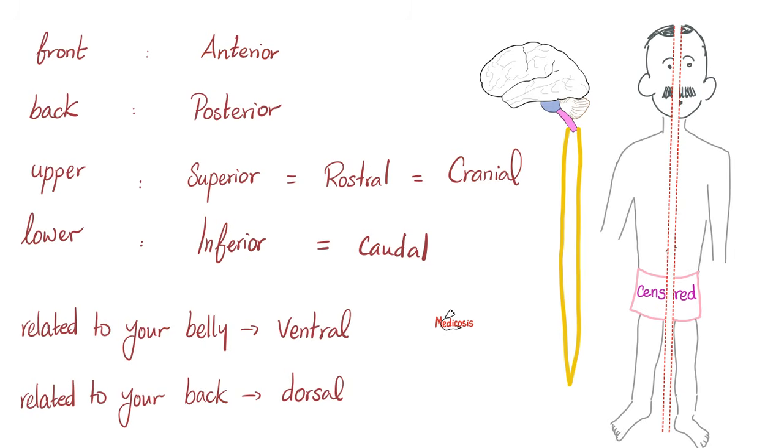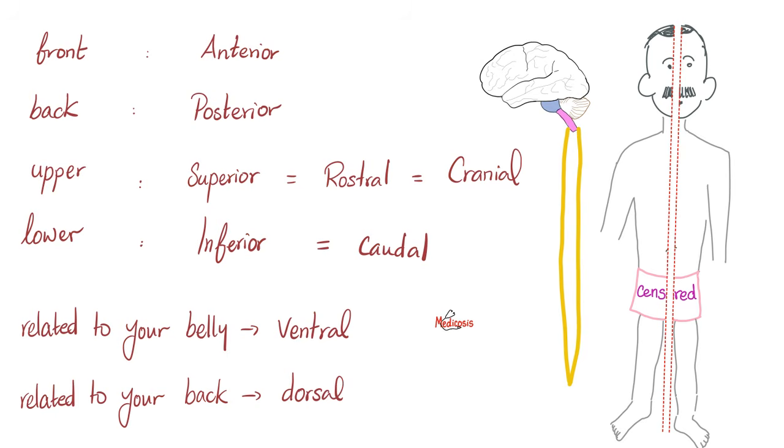The anatomy lingo. Front means anterior, back means posterior. So this is anterior, this is posterior. Upper has many names. You can say upper, you can say superior, you can say rostral, or you can say cranial, towards your skull, up here, not down here. Lower is also known as inferior or caudal, closer to your tail end.